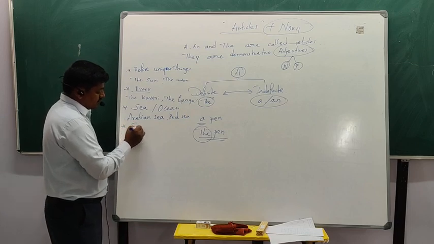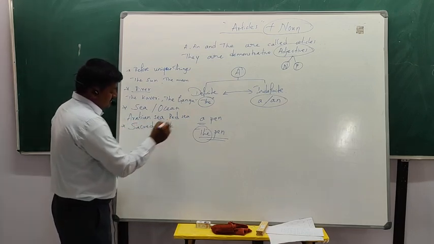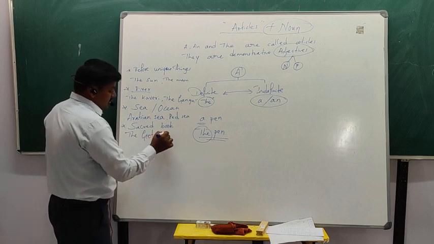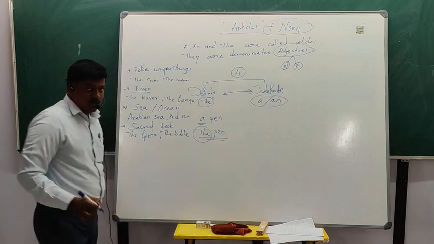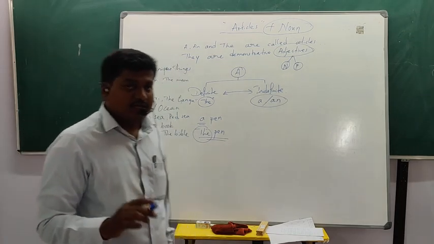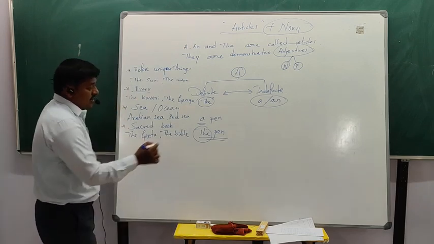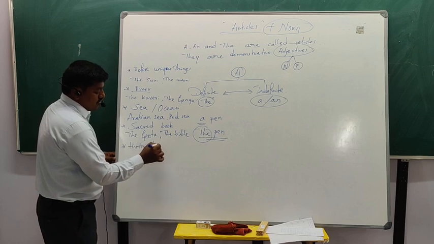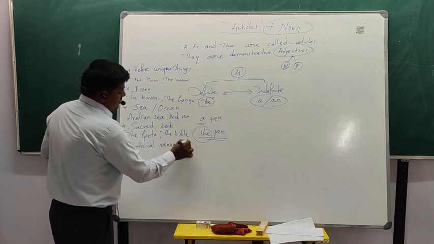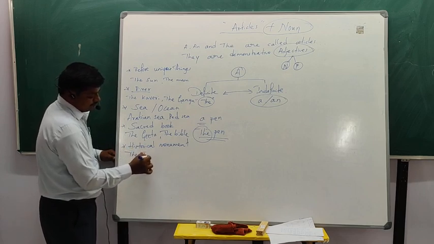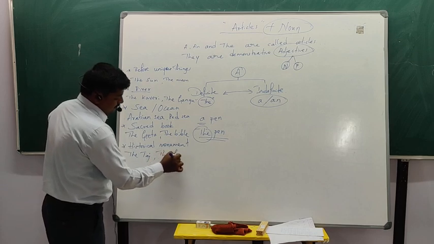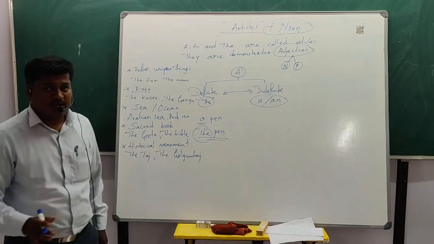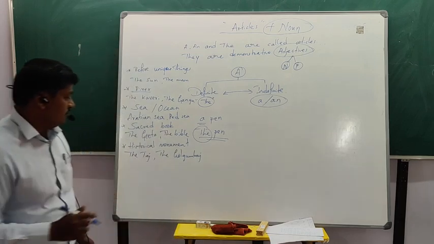And before sacred books. So see here, sacred books means the Gita, the Bhagavad Gita, the Bible, the Quran, the Odyssey, the Ramayana. You can use it like that. Okay? And the is used before historical monuments. So see here, students, historical monuments. For example, the Taj, the Gol Gumbaz, the Char Minar, the India Gate. You should use the before historical monuments.